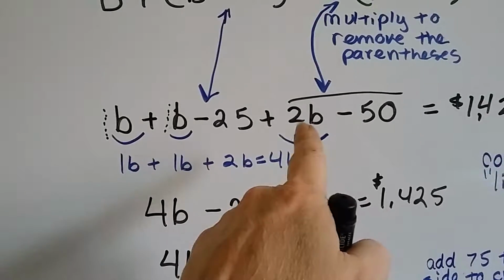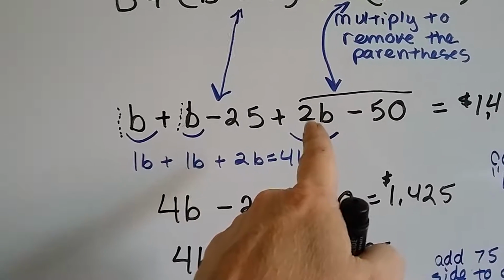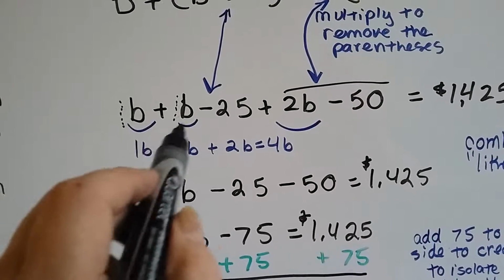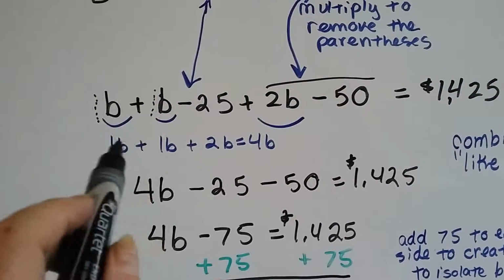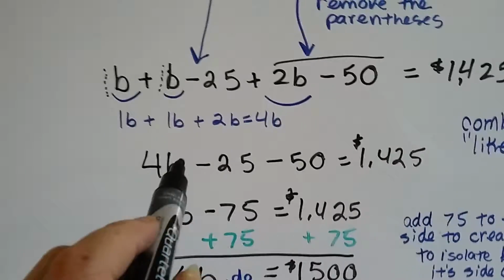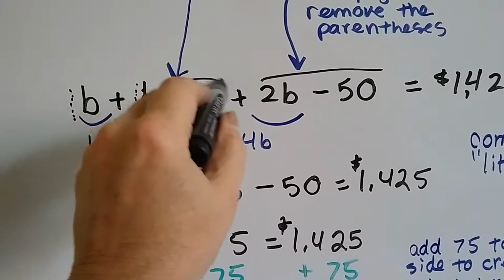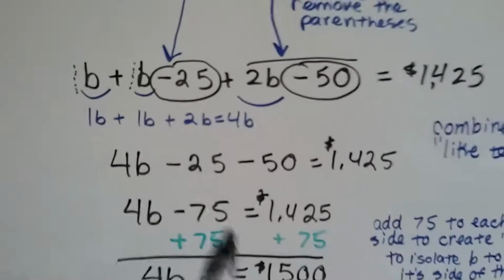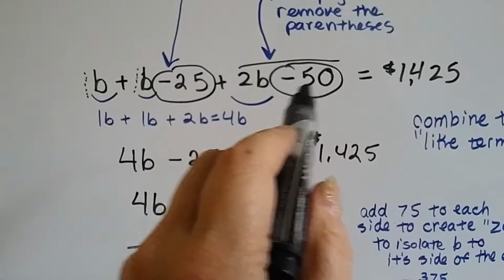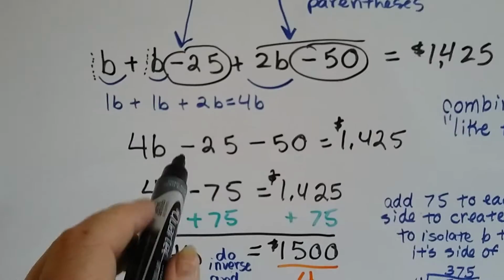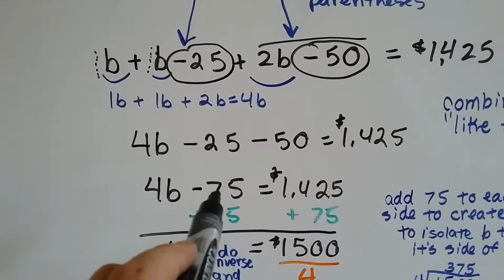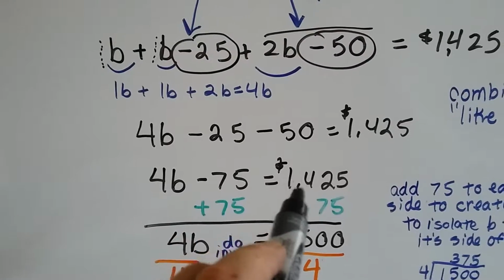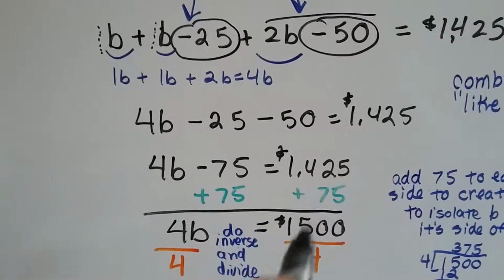Well, that has a 2 in front of it, so we don't have to worry about the invisible 1. That's got a 2. Now we need to add these b's together. We got 1, 2, 3, 4. So we got 4b, and now we've got to worry about the actual numbers, okay? So we've got this 25 minus 50, so that gives us minus 75. So now we've got 4b minus 75 equals 1,425.